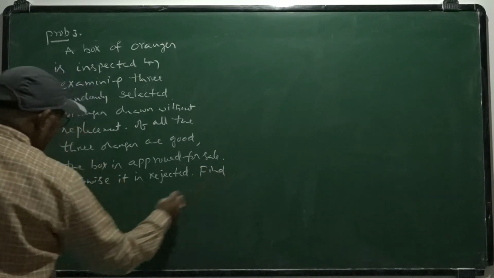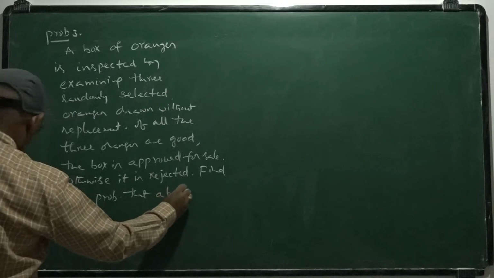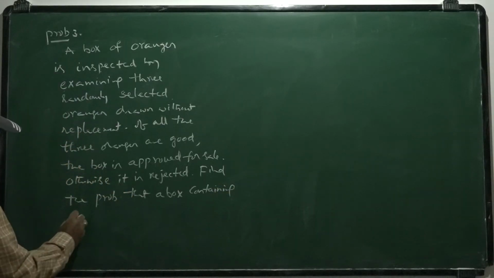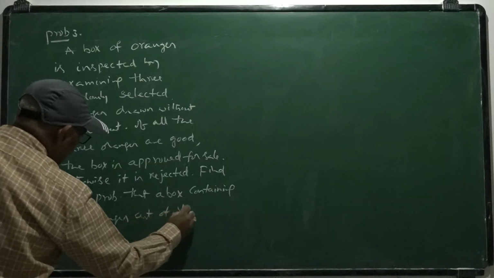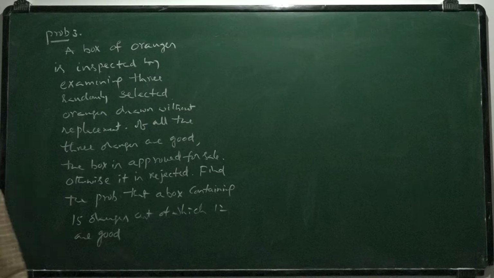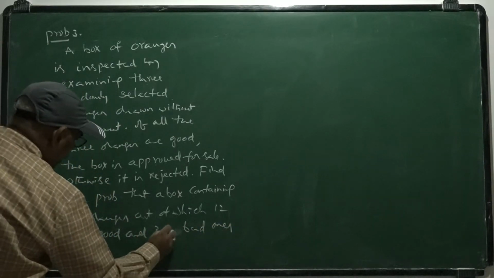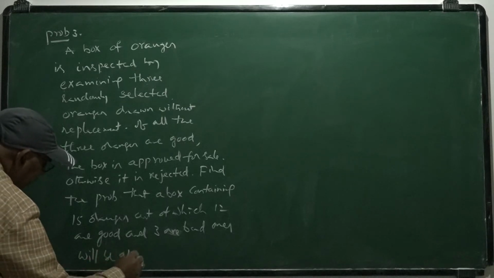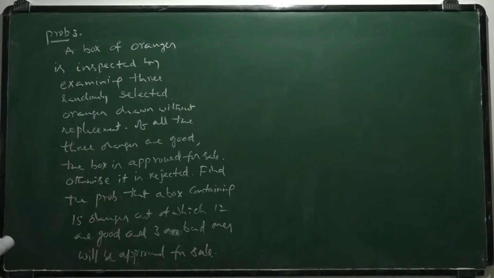Find the probability that a box containing 15 oranges, out of which 12 are good and 3 are bad ones, will be approved for sale. That is the problem.